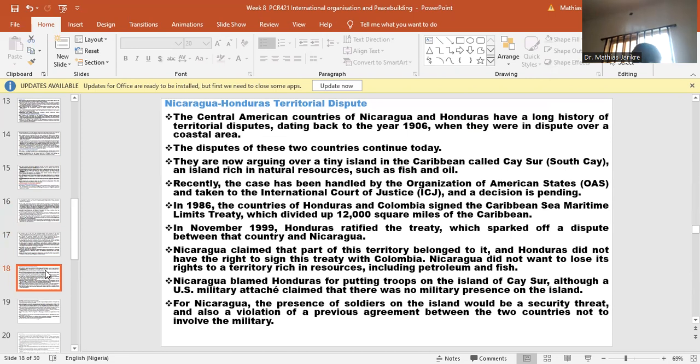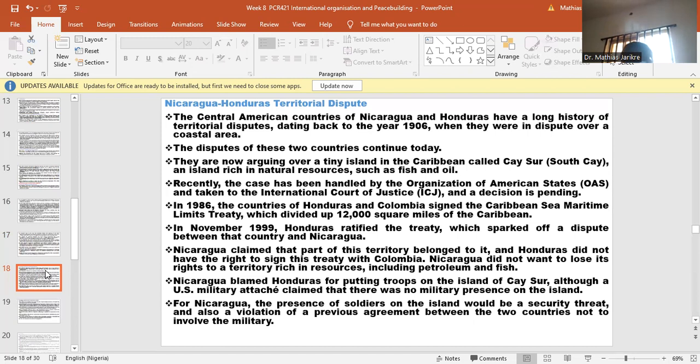Now, the second case study is the Nicaragua-Honduras territorial dispute. The Central American countries of Nicaragua and Honduras have a long history of territorial dispute, dating back to 1906, when they were in dispute over a coastal area. The dispute between these two countries continues today. They are now arguing over a tiny island in the Caribbean called Quita Sueño, an island rich in natural resources such as fish and oil. Recently, the case has been handled by the Organization of American States, OAS, and taken to the International Court of Justice, and the decision is pending.